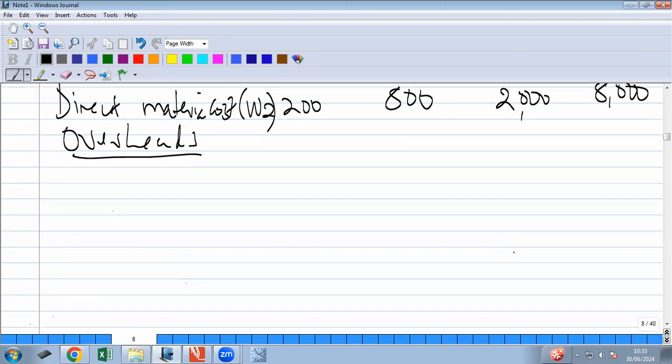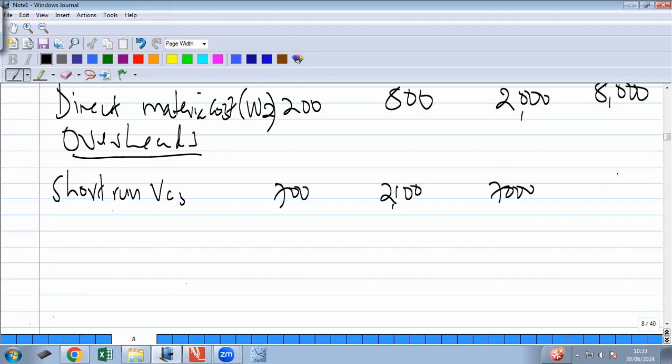So we have short run. These are short run variable costs. For product A is 700, B 200, C 7,000, and D, sorry, 1,000.